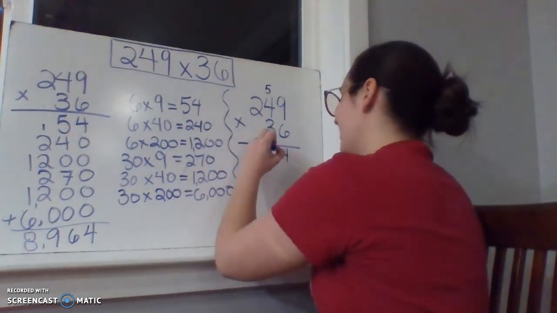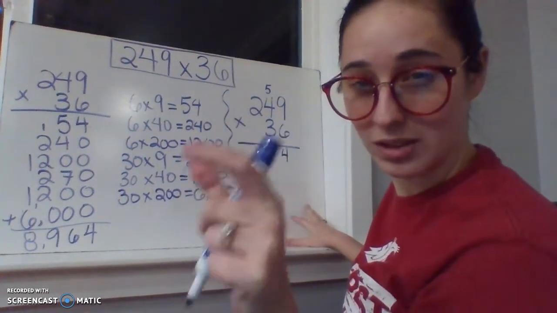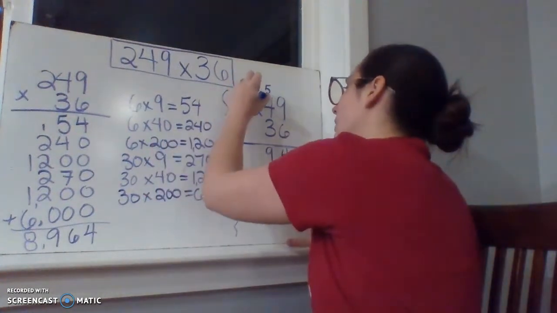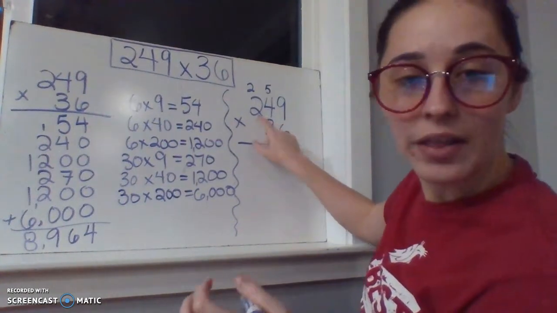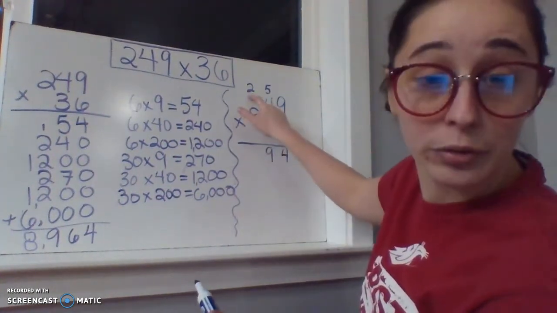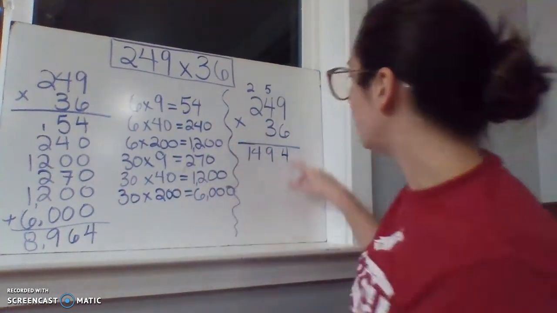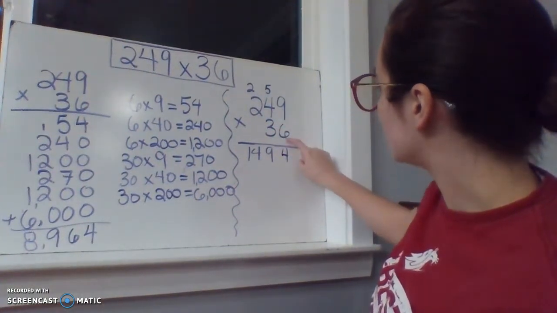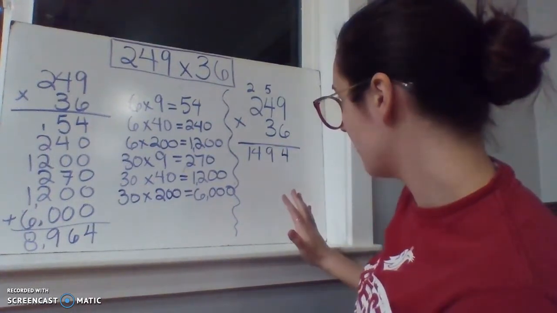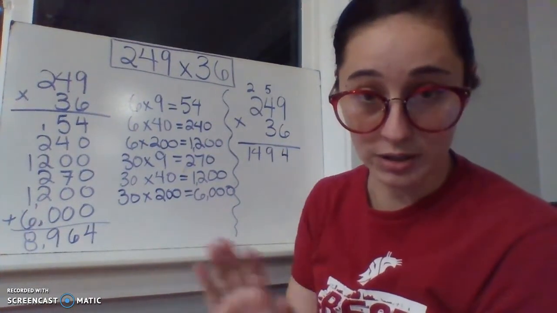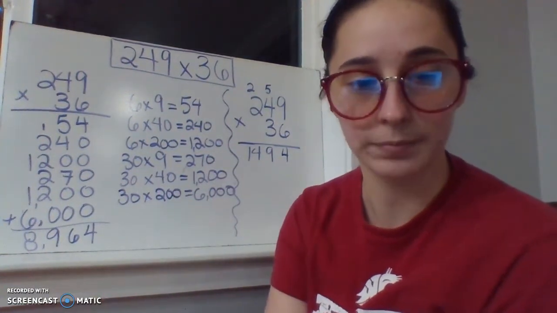So I'm going to write that 9 in the tens place. And then I'm going to carry that 2 that was in the tens place of the 29 above here. And then I'm going to do 6 times 2. That will give me 12. And then I add the 2 that I carried over. So 12 plus 2 will give me 14. And so we know that 249 times 6 will give us 1,494. Okay? Now that we have that part done, we can move on to doing 249 times 30.